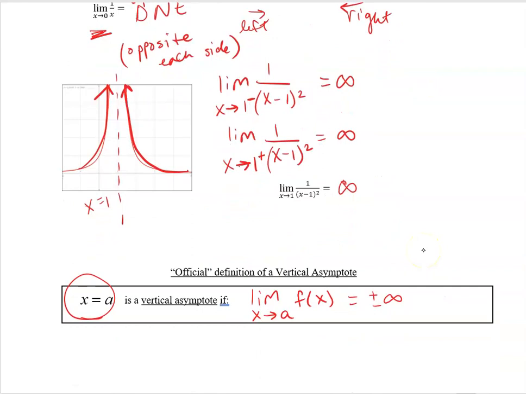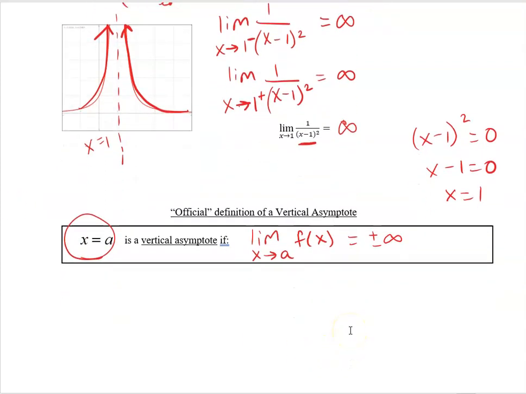In the other example, the denominator was x minus 1 squared. If we looked at where that would equal 0, it would occur at 1. That would make the denominator 0, and that was a vertical asymptote. So we can still find vertical asymptotes by setting the denominator equal to 0, but officially what makes it a vertical asymptote is that it fits this definition. As x approaches that number, the function is unbounded in either the positive or the negative infinity direction. And we'll take a look at a few of these examples in class tomorrow.